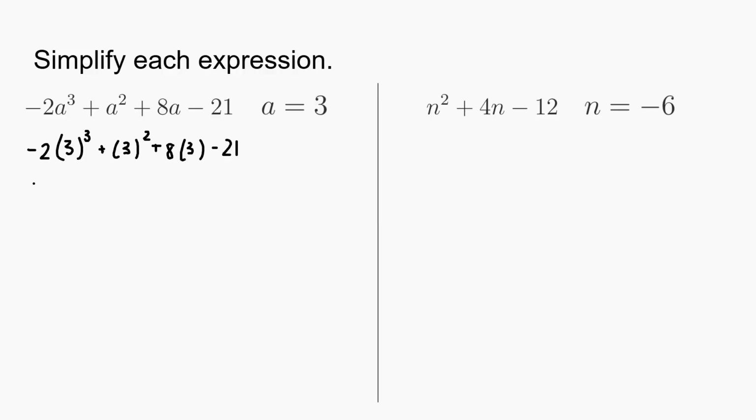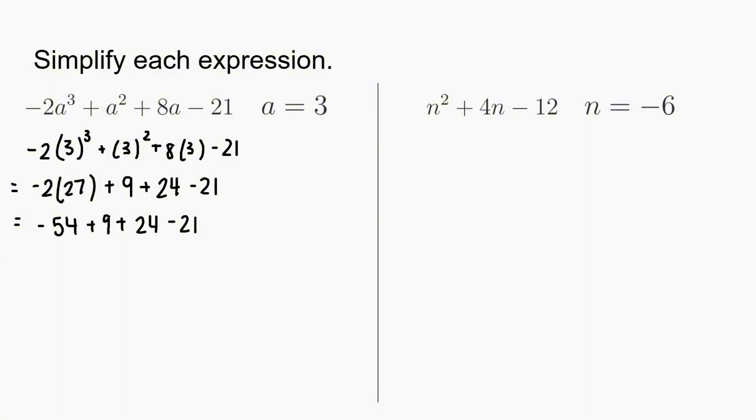Now, let's simplify. So here we have -2 times 3 cubed, which is 27, plus 3 squared, which is 9, plus 8 times 3, which is 24, minus 21. This gives us -54 plus 9 plus 24 minus 21. So this would be -54 plus 9, which is -45, plus 24 minus 21, that's plus 3. So we know this is -42.